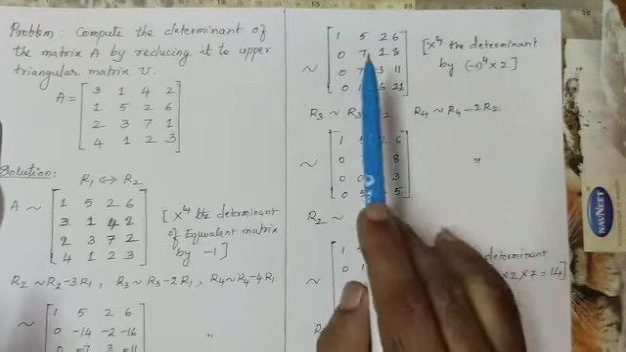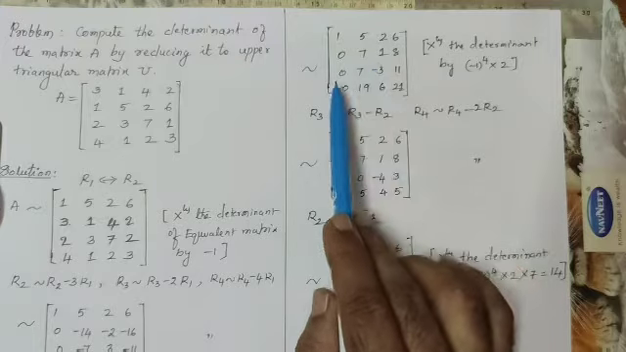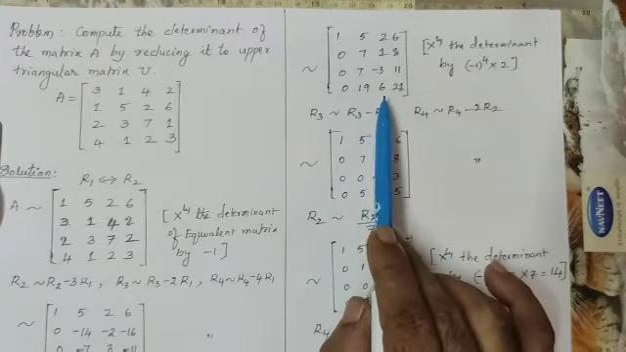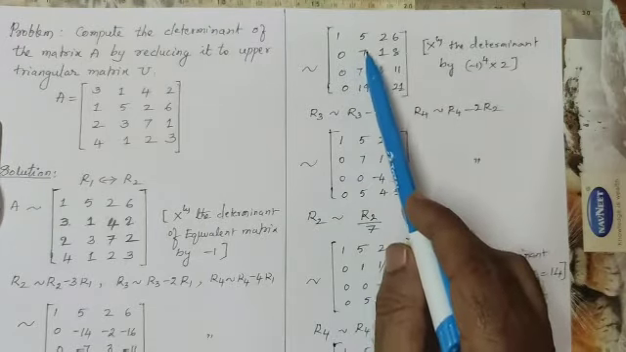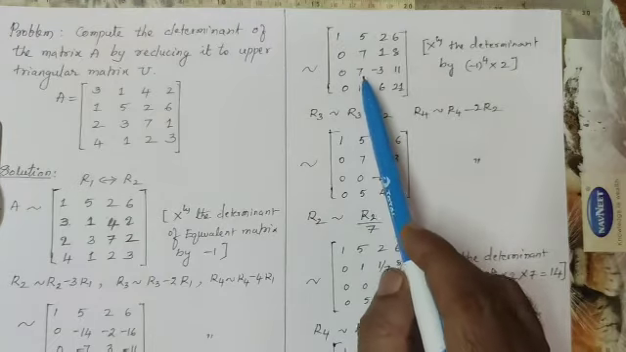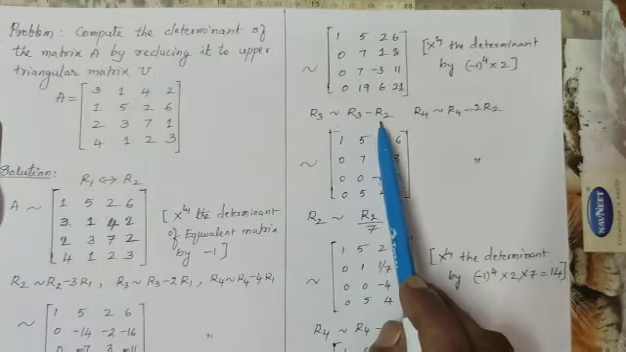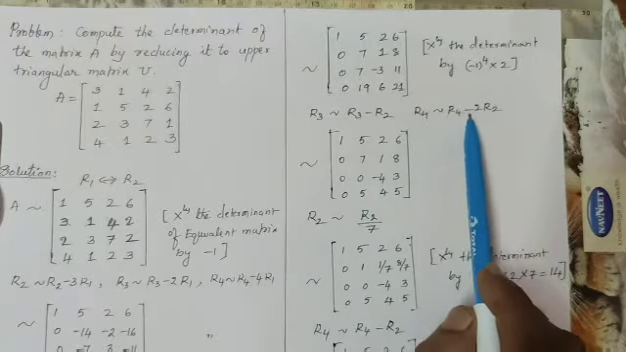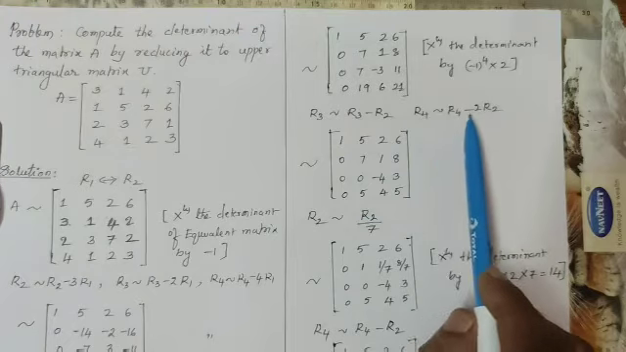Now the matrix becomes 1 5 2 6, 0 7 1 8, 0 7 -3 11, 19 0 19 6 21. Now with the help of this element, I try to make these two entries 0. First I will make this entry 0 with the operation R3 is equal to R3 minus R2. This operation will not alter the determinant. And R4 is equivalent to R4 minus 2 times R2. That also will not alter the determinant of the given matrix.